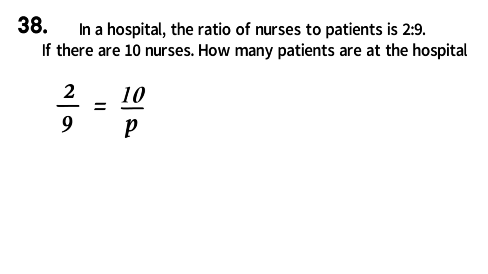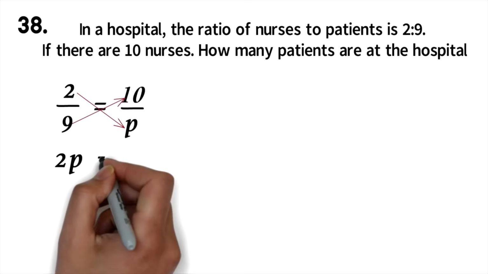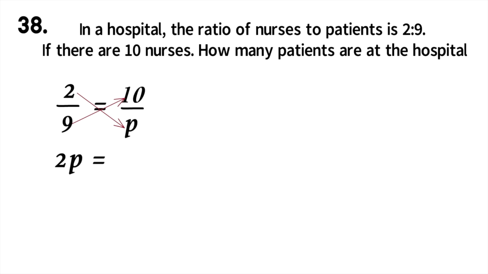We wrote the 10 on the top because the ratio of nurses is on the top. We wrote P at the bottom because the ratio of patients is at the bottom. We can now solve for P. First, cross multiply. So we will have 2P equals 9 times 10, which is 90.